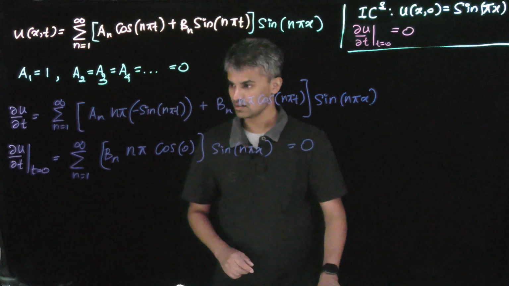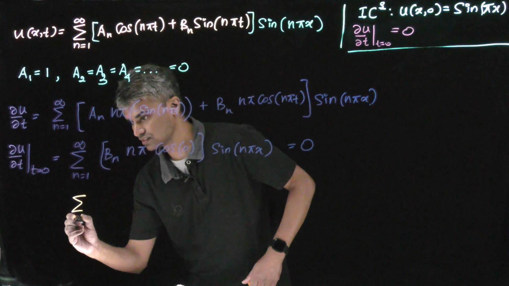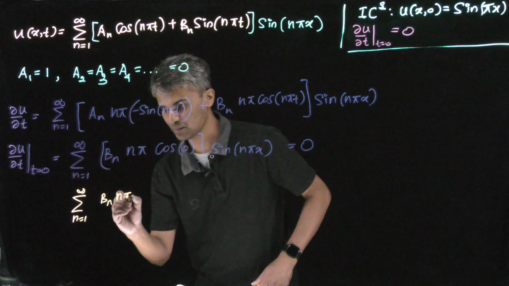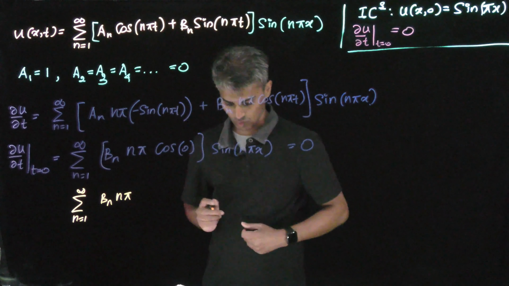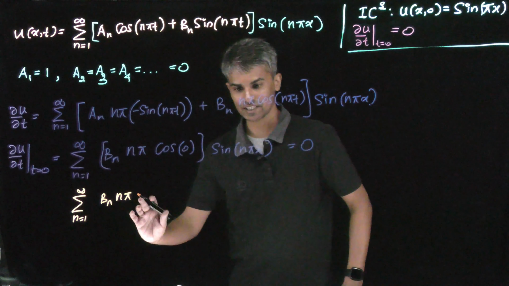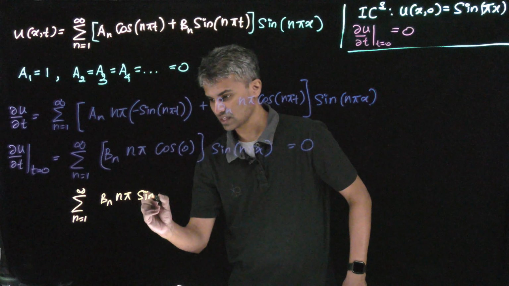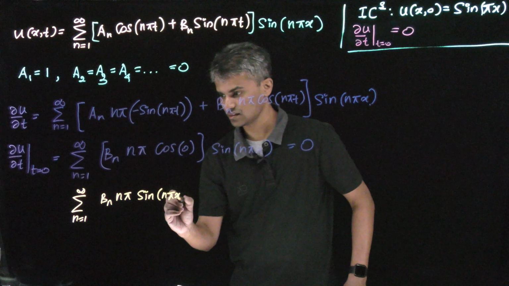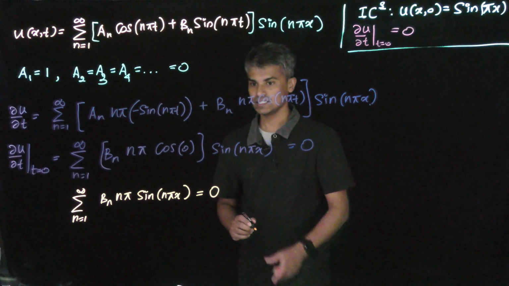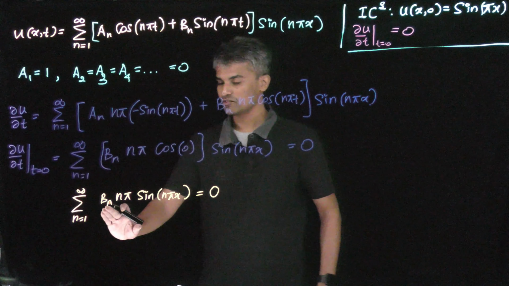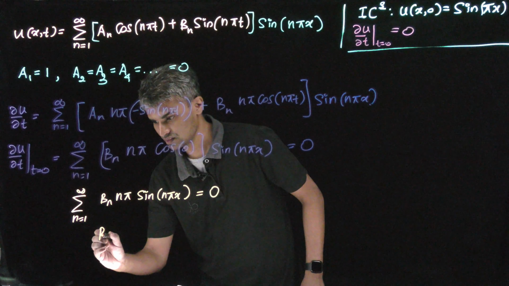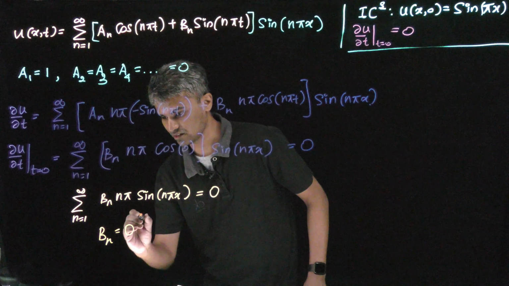Let me simplify this. We have b n times n pi, and cosine of 0 is 1. So, we have b n times n pi times sine of n pi x exactly equal to 0. It means each of these coefficients b sub n must be 0. So, b sub n must be 0.